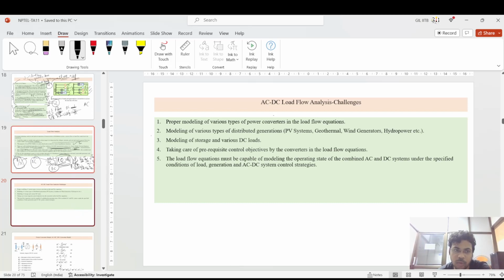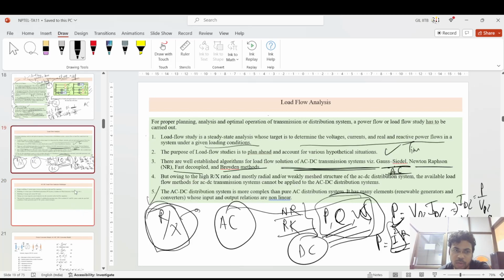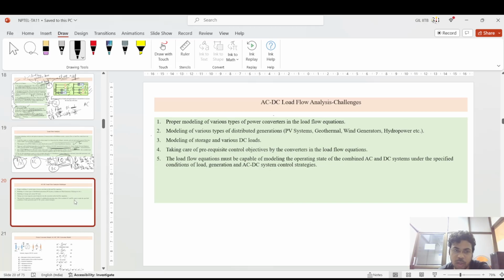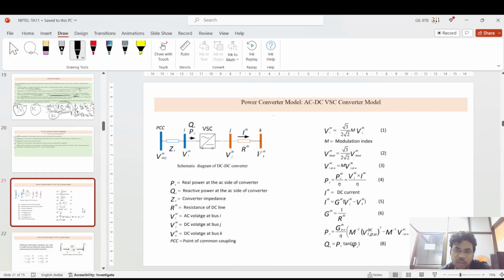You cannot just utilize the AC load flow analysis directly. You have to make more iterative solutions, or you have to come to a conclusion and check whether it is violating the limits or not. Okay. So coming to the load flow challenges, that is modeling of the various types of sources, types of power converters, and the prerequisite constraints are also there. So the load flow equation needs to be determined.